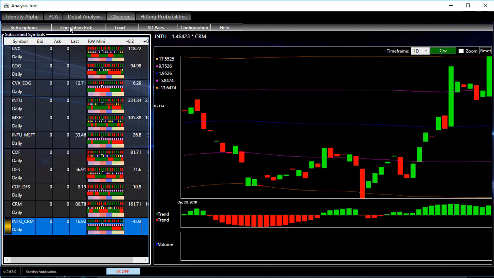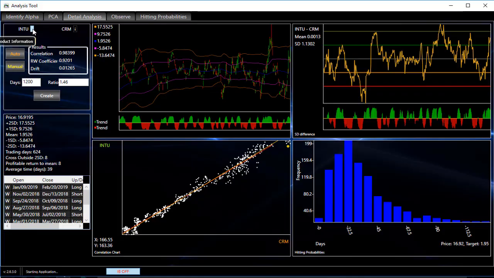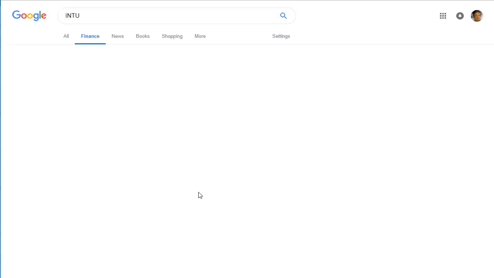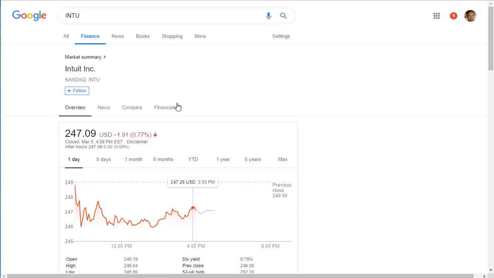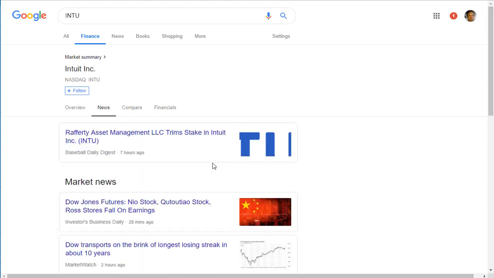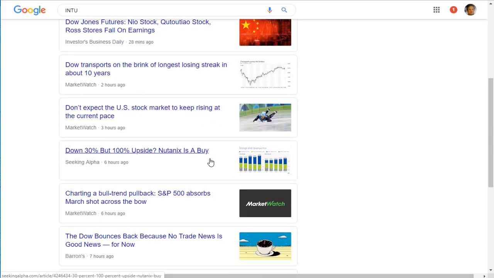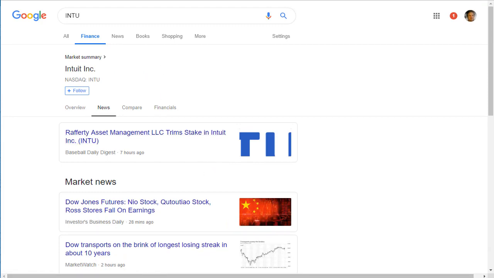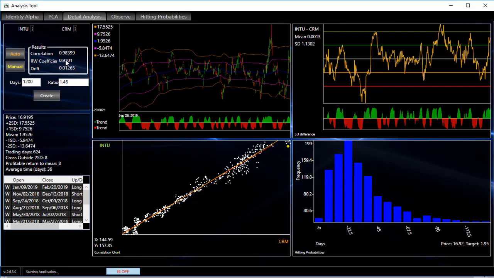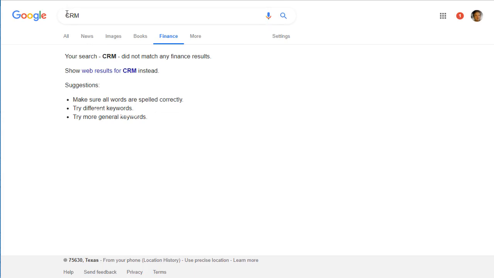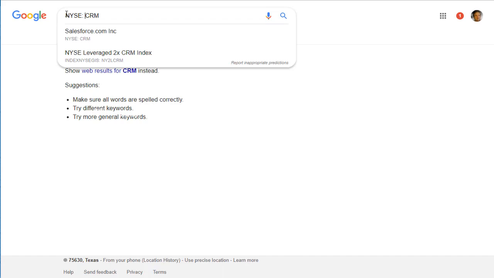But let's go take a look at what might have caused this one. So let's go over here. Let's see. We're going to take a look at Intuit first, see if there's any news that might matter here. Doesn't look like it. So let's come over and look at CRM, Salesforce, by the way, is the company's name. Great software. That looks like we have to put in New York Stock Exchange here, or else it doesn't know what to do.